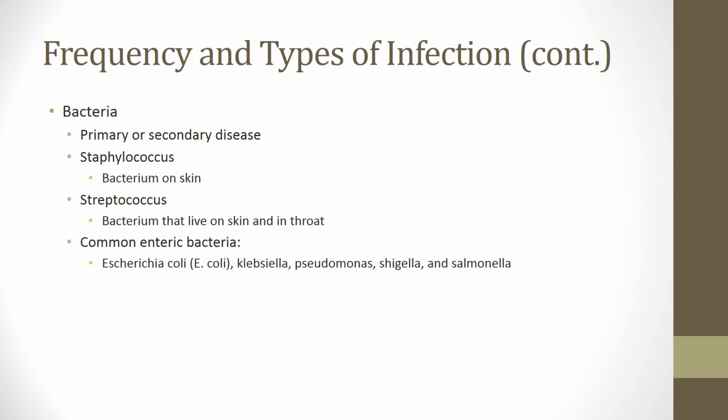Streptococcal bacteria can normally live on the skin and in the throat. Common infections by Streptococcus include streptococcal laryngopharyngitis, commonly called strep throat, scarlet fever, pneumonias, and even meningitis. Some people may develop rheumatic fever and glomerulonephritis as a sequela of streptococcal laryngopharyngitis. Enteric bacteria in the intestines are again E. coli, Klebsiella, Pseudomonas, even Shigella and Salmonella.